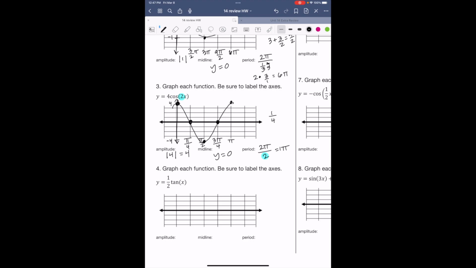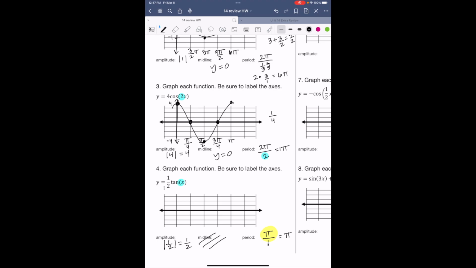Okay, and then for this last one, this is tangent. So for tangent, there is no midline, so you can cross that out. Amplitude is going to be 1/2, and then here's a big difference between tangent and the other two graphs right here, and that is that tangent is pi divided by b, not 2 pi, and so we need to look at the number b for x, and that's an invisible 1, so this is pi over 1, which is just pi. That just tells us the period. Unlike the other ones, it doesn't really help with the graph per se.